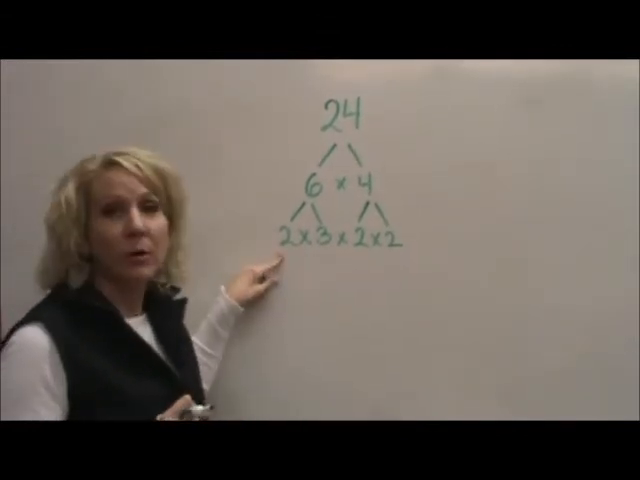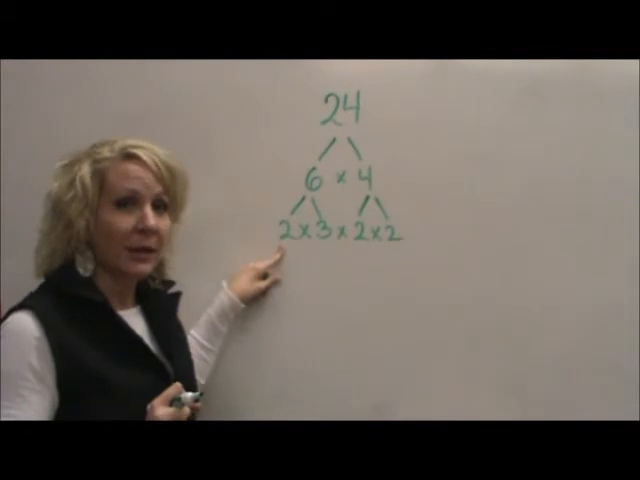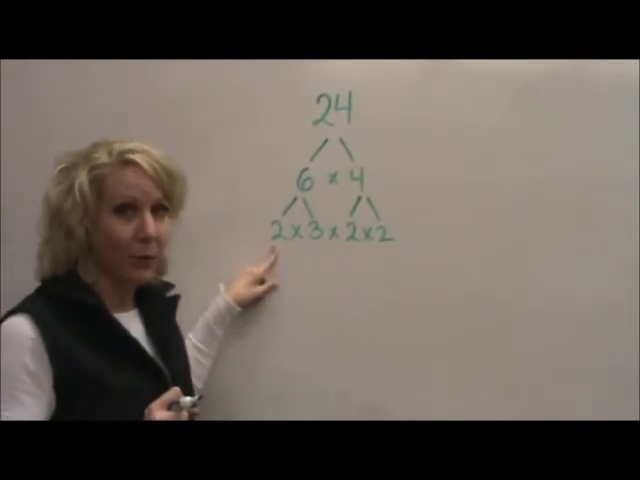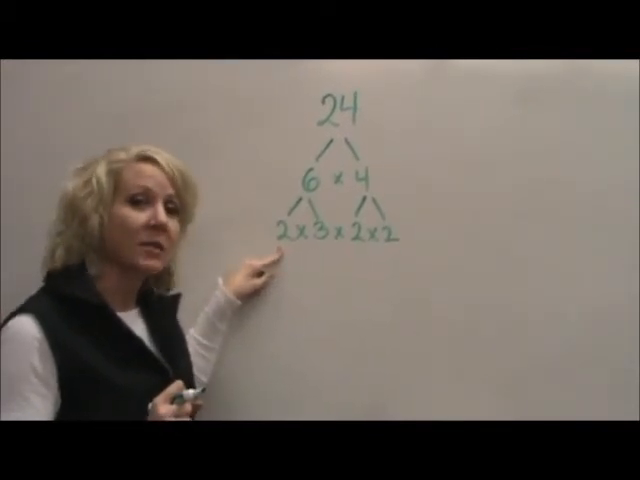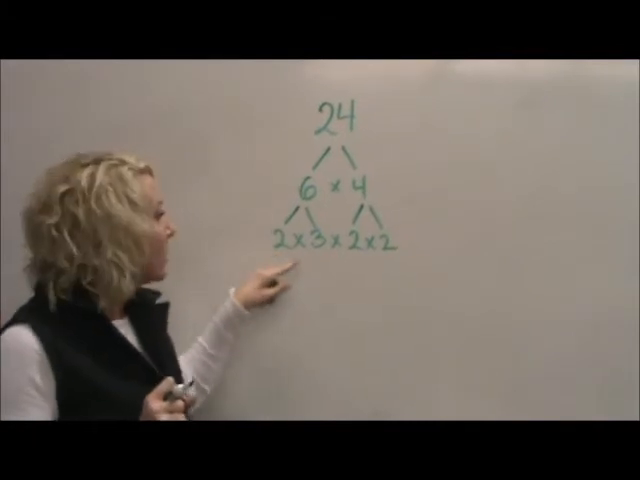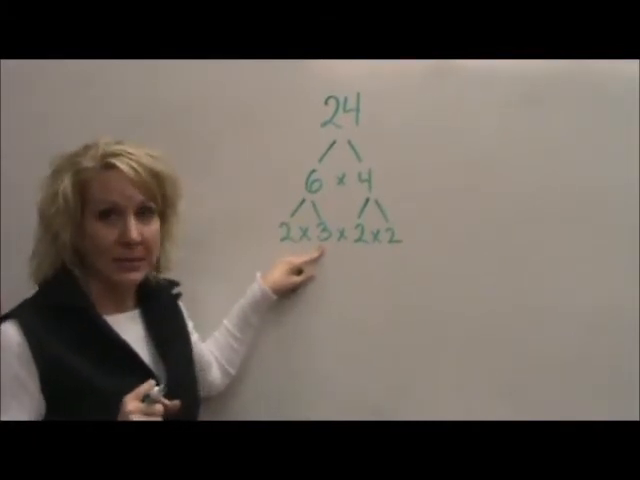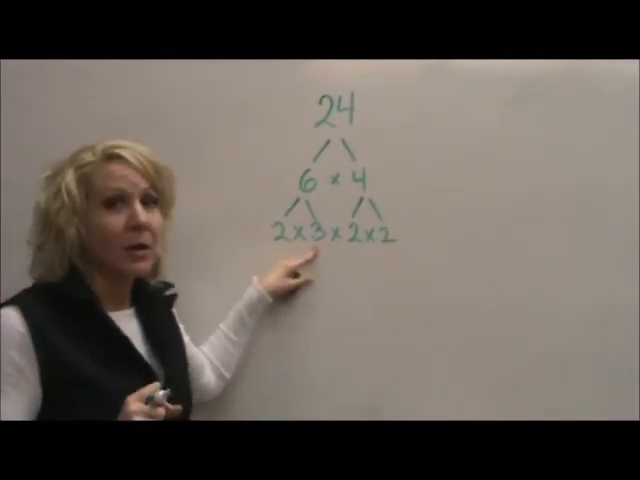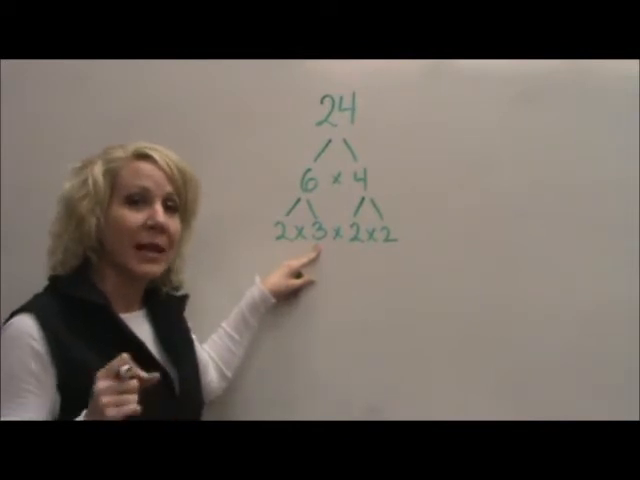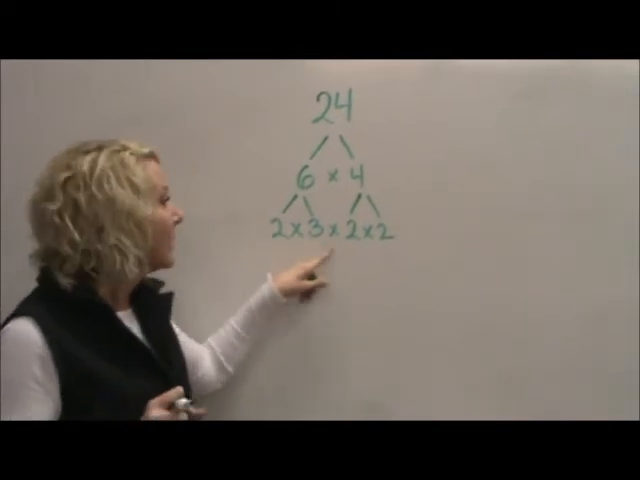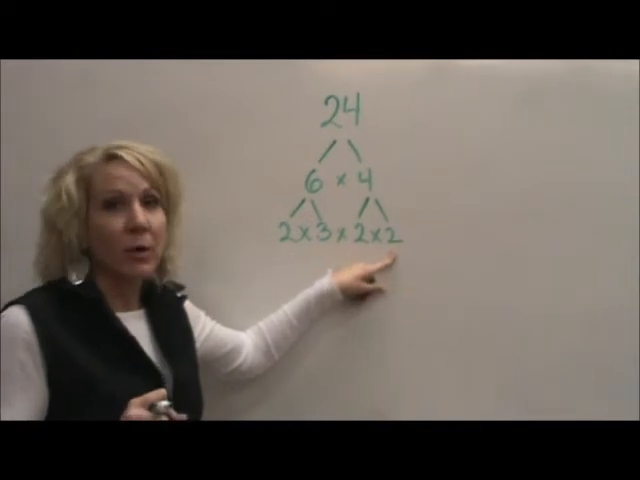So, is 2 a prime or composite number? The answer is 2 is a prime number. The only two factors that create 2 are 1 times 2. Is 3 prime or composite? 3 is prime because the only two numbers that can create 3 are 1 times 3. And we already discussed that 2 is a prime number.